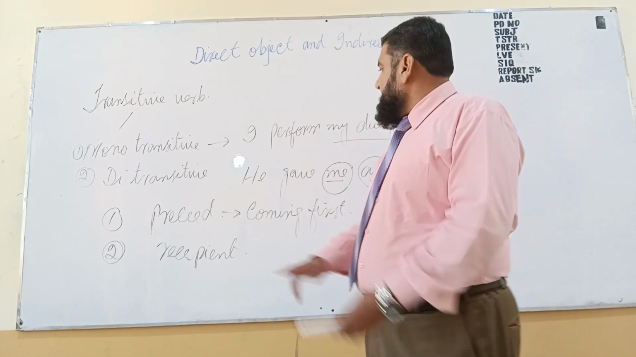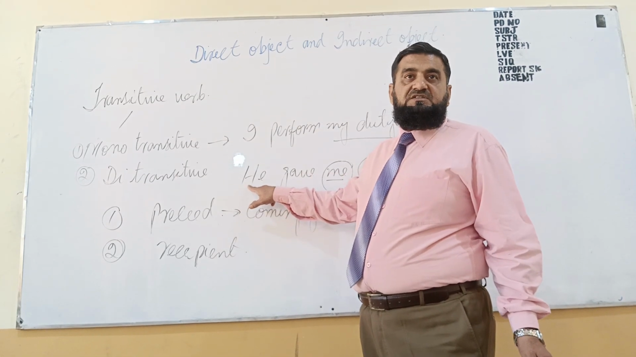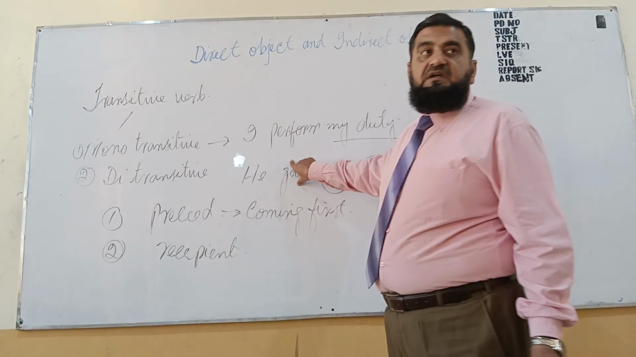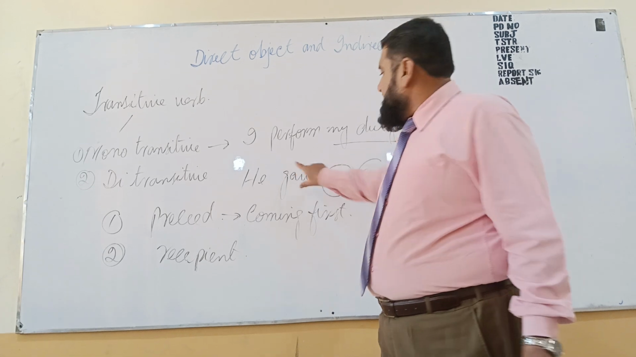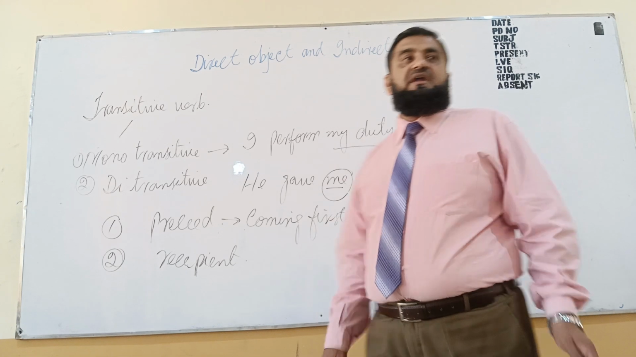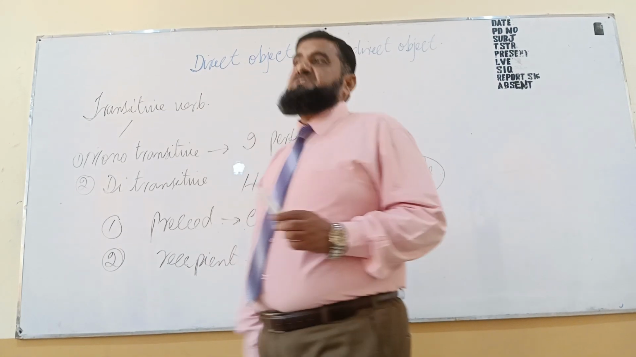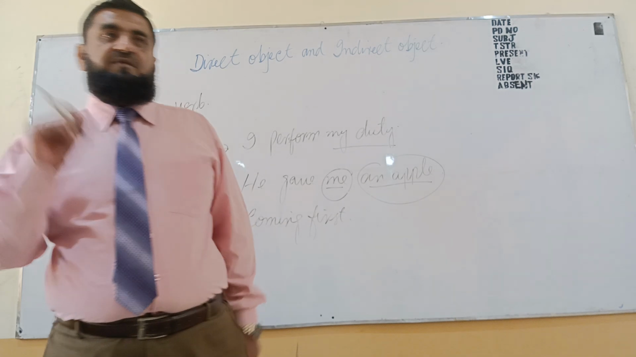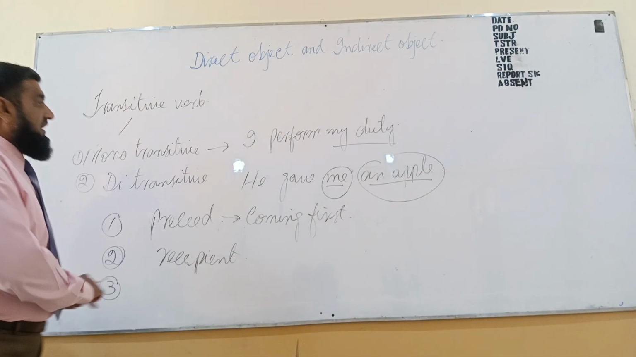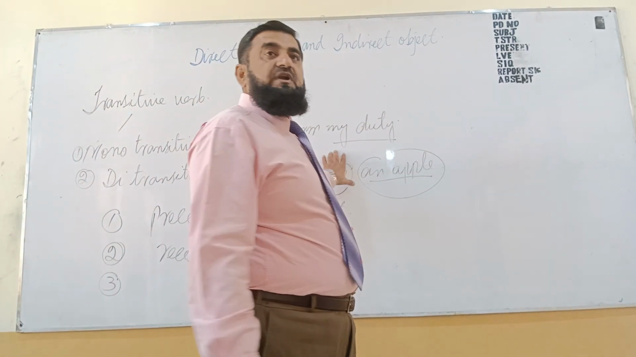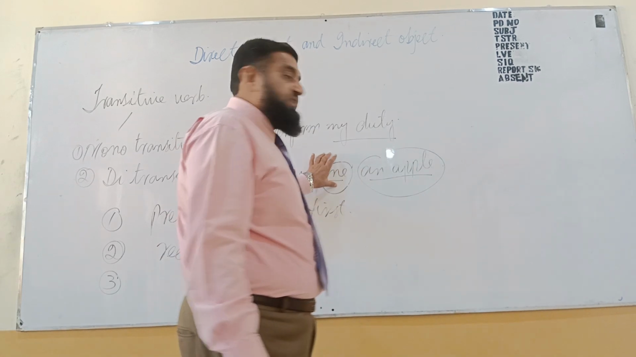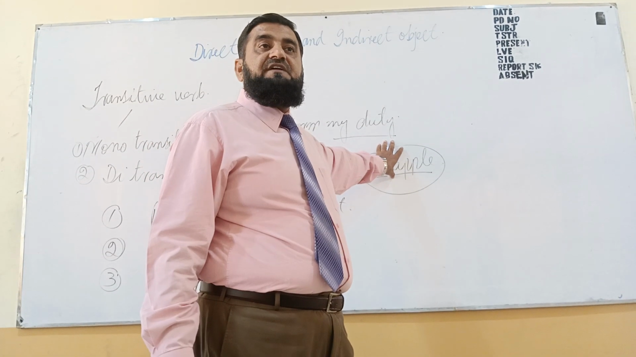Action is taken by the subject, and the action itself is the verb. So the action of giving an apple is received by the indirect object. So the indirect object will be in the form of a recipient. And the next thing, number three, is that the indirect object will come first and the direct object will come later on.